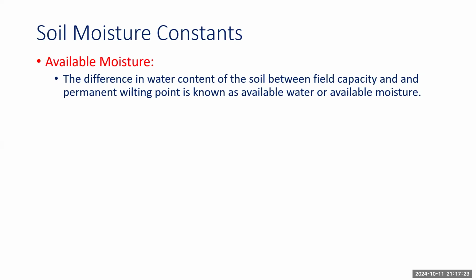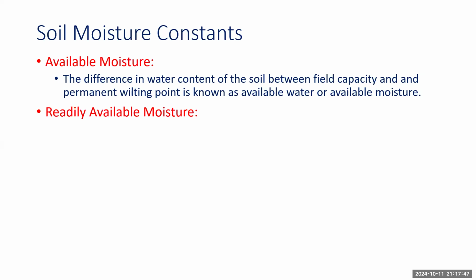Now there is a term, available moisture. So what is available water? It is explained in the figure. Available moisture is the difference in water content of the soil between field capacity and permanent wilting. The difference between these two moisture contents is called available moisture.